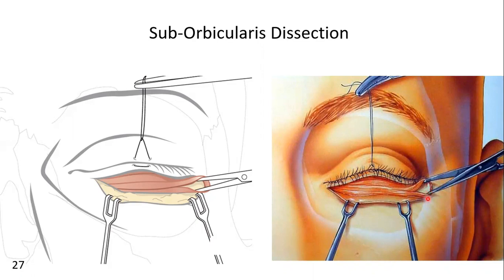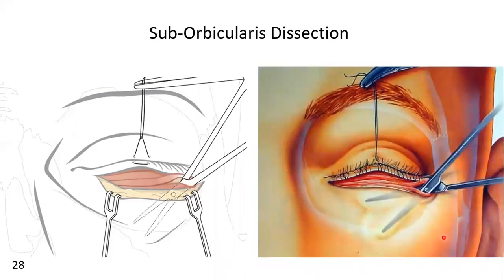The suborbicular dissection plane is opened by spreading scissors. You can see here that the scissor has been introduced. This leaves the orbital septum intact. Now you are between the muscle and the septum.